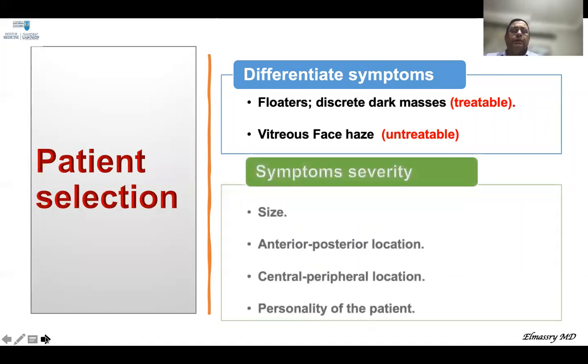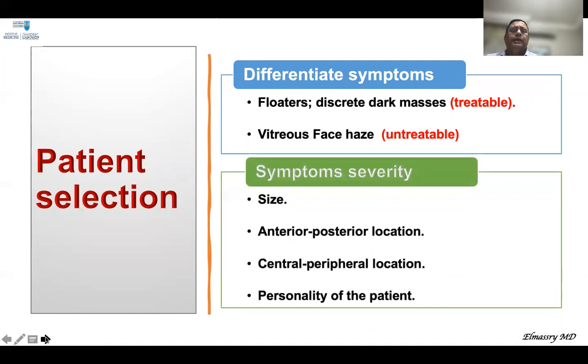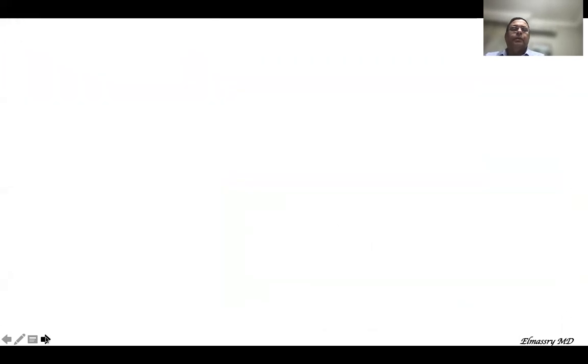And the symptom severity depends on the size of the vitreous floater, whether it's in an anterior or posterior location, as had been described before, whether it is central or peripheral, and the personality of the patient. It's very important to stress the type of personality of the patients. With demanding patients, you have to give them a lower percentage of success than expected.